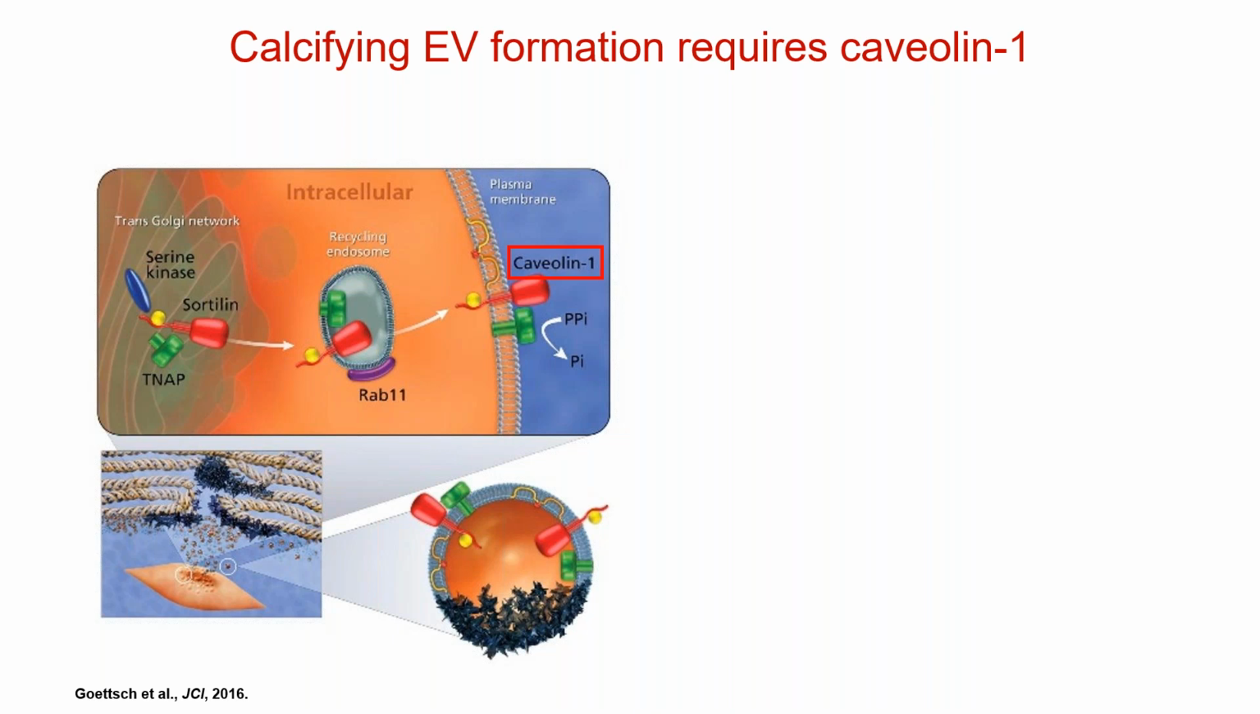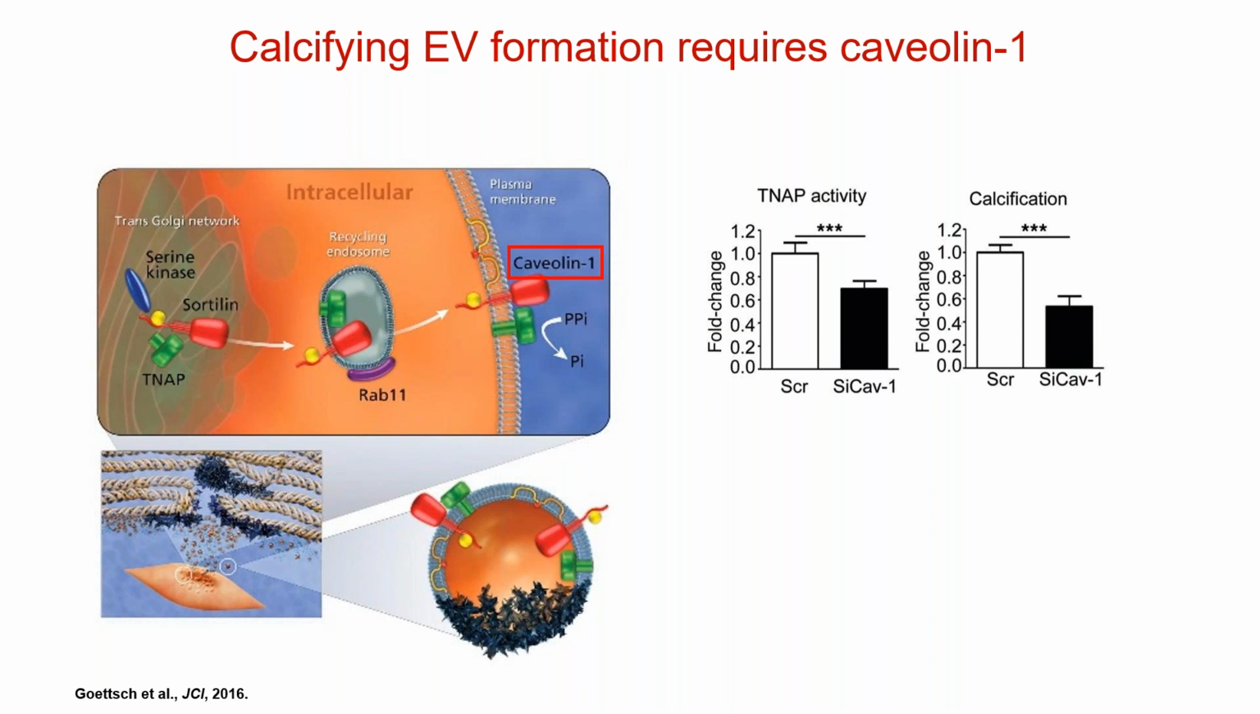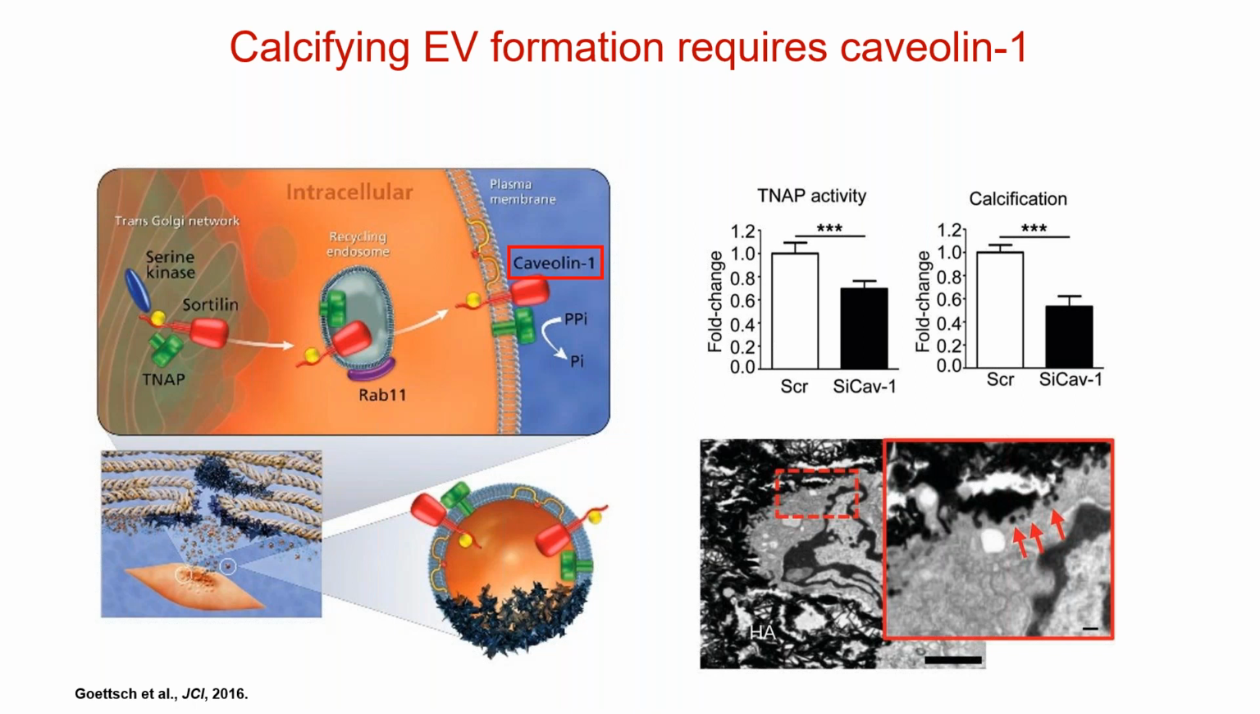But one thing that caught my eye while we were working on this was that caveolin 1 is a very important component in this process. When Claudia was doing some of her immunoprecipitation studies of calcifying cells and precipitating sortilin out, caveolin 1 was always there, associated with sortilin. This was all in the paper that we published in JCI. We found that silencing caveolin 1 led to a decrease in alkaline phosphatase activity, and it led to a decrease in calcification. We also showed this in caveolin deficient mice as well.